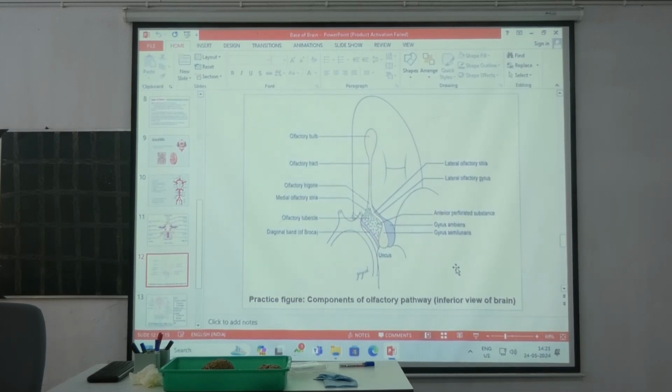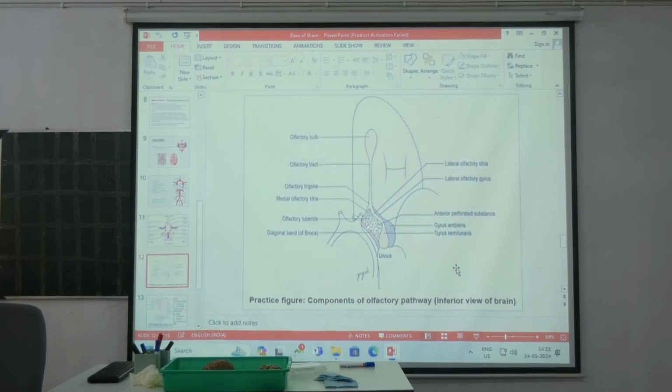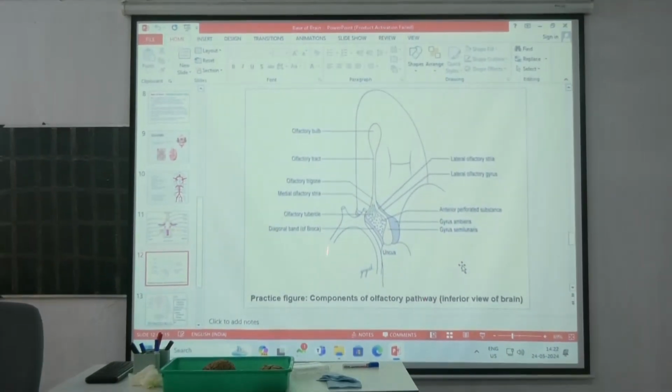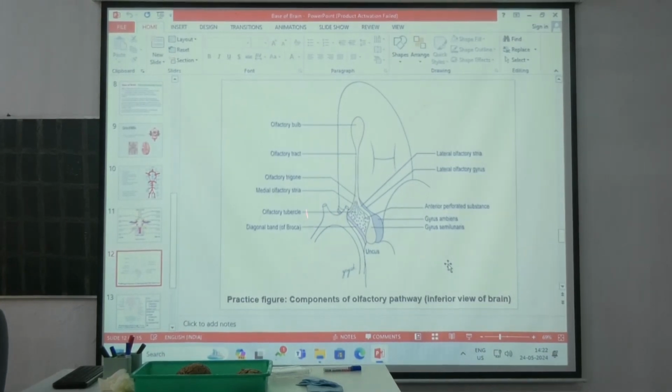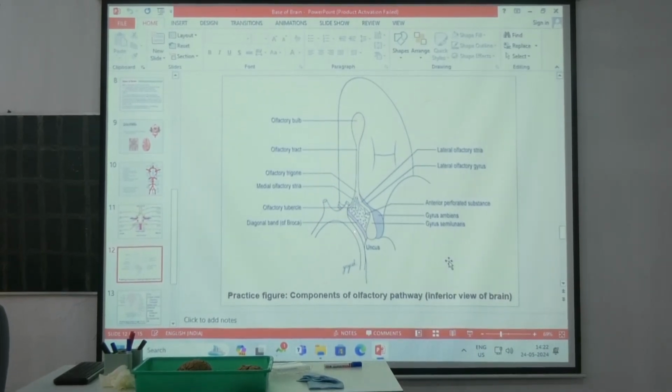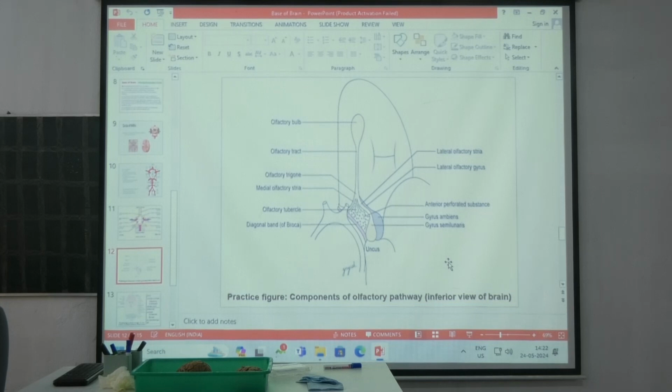uncus. You have read during the functional areas of the brain, area 28, the olfactory area. And this is the anterior perforating substance lying between the two olfactory striae, and this part is forming the interpeduncular fossa. The anterior boundary is formed by the optic nerve, optic chiasma, and optic tract. Okay.